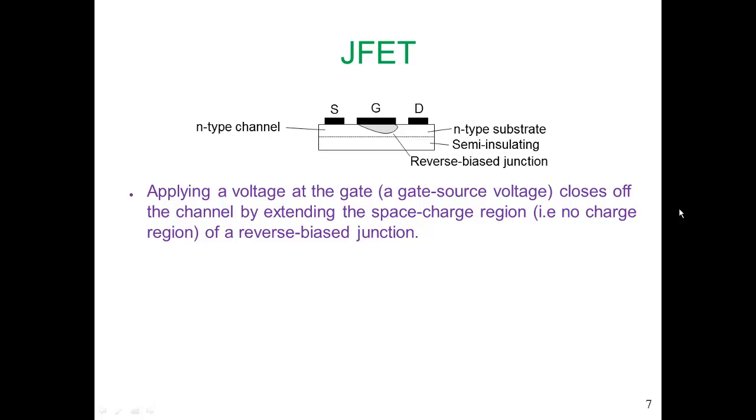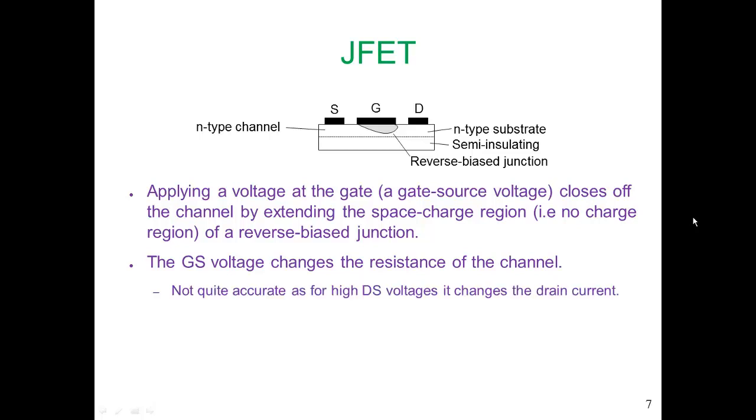And the space charge region has no charge in it. So it looks as though what we're doing is reducing the conductivity of the substrate by extending the space charge region into the substrate. So one way of looking at the JFET is that the gate source voltage changes the resistance of the channel. Well, it turns out that that's a good view as long as the drain source voltage is low. But when the drain source voltage, the DS voltage, is high, that reverse bias at the gate changes the drain current. So it does a little bit more than just change the resistance. It changes the drain current.